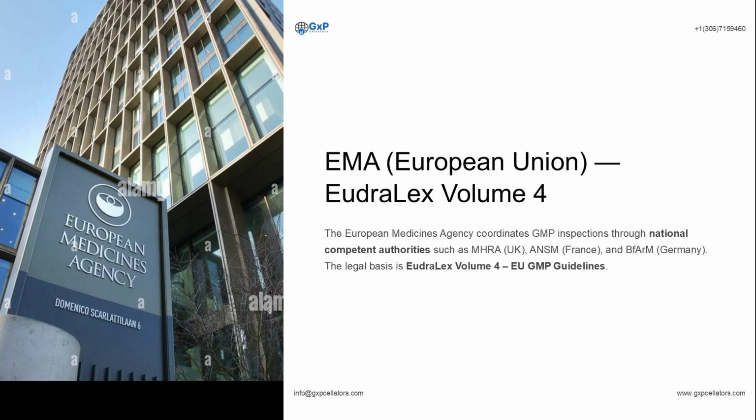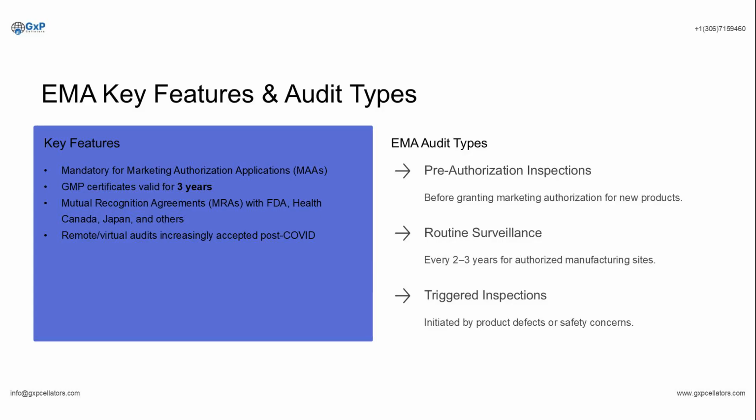The European Medicines Agency coordinates GMP inspections through national competent authorities. The legal basis is EudraLex Volume 4, which outlines the EU GMP guidelines. EMA audits include pre-authorization, routine surveillance, and triggered inspections. Key features include mandatory applications, GMP certificates, and mutual recognition agreements. Remote audits have become more common post-COVID.